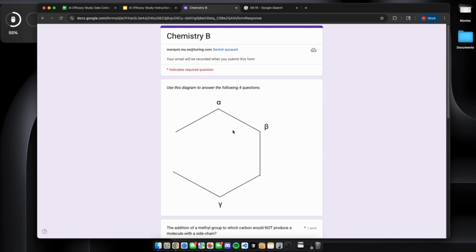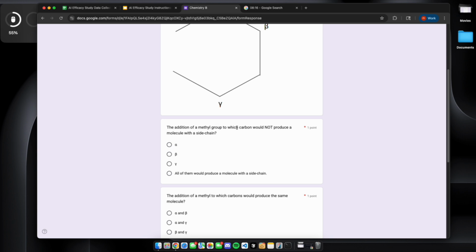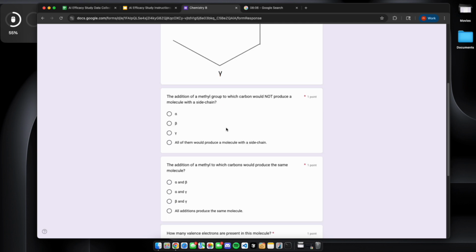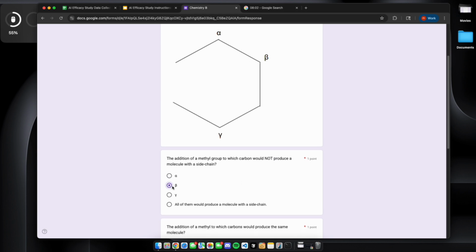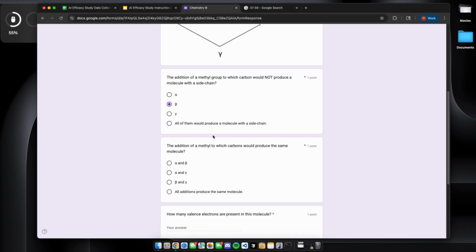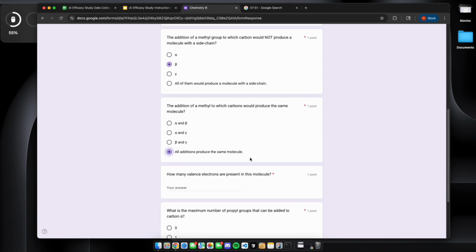Use this diagram to answer the 4 questions. In addition to the methyl group, the addition of a methyl group to which carbon would not produce a molecule with a side chain? I think B, right? In addition of a methyl to which carbons would produce the same molecule? For sure all of them would produce.